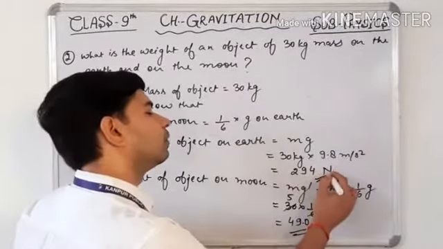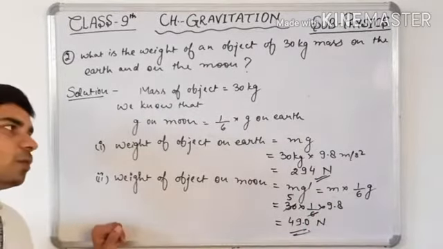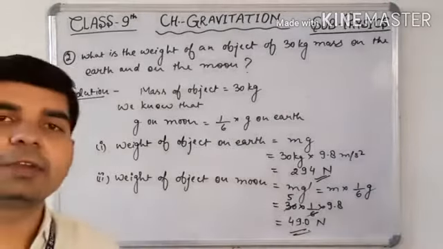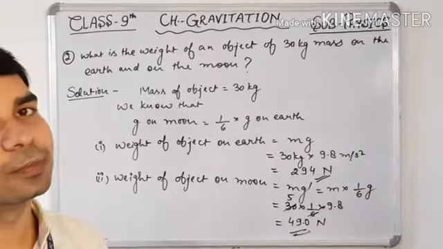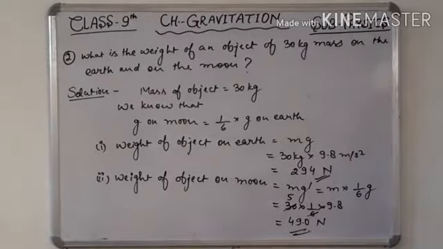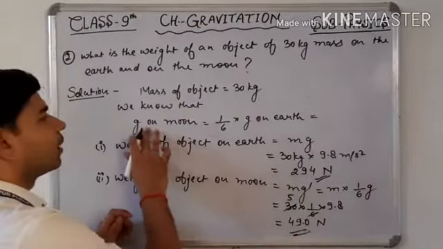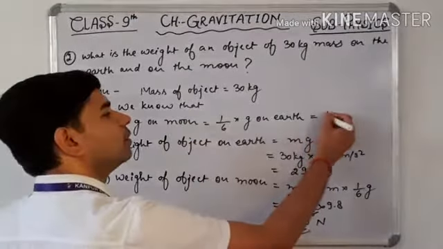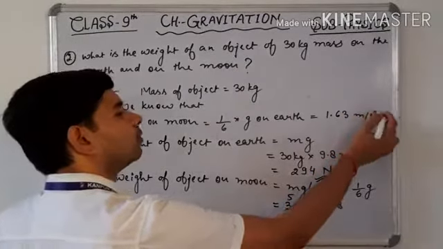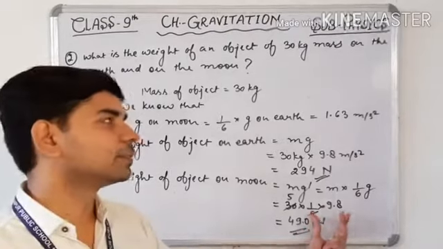This is the weight of the object on the earth and this is the weight of the object on the moon. So in this way we can find the weight of any object on the moon. You can remember this value: the value of g on the moon is 1.63 meter per second square. You can directly put this value in place of 1/6 g. Okay.